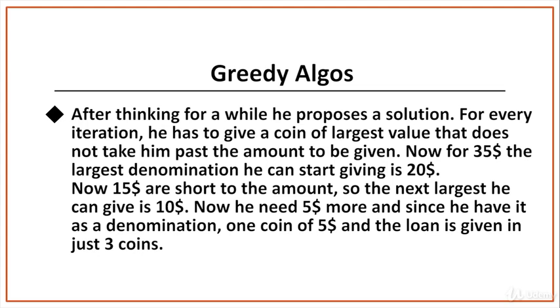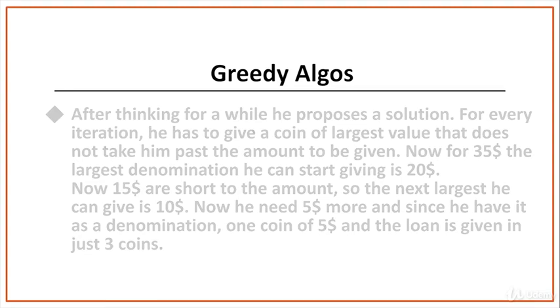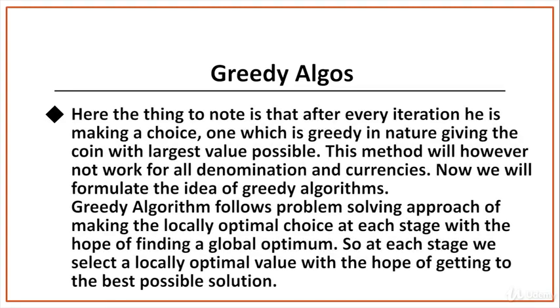Now, $15 is still short, so the next largest he can give is $10. Now, he needs $5 more. And since he has it as a denomination, 1 coin of $5 and the loan is given in just 3 coins. Here the thing to note is that after every iteration he is making a choice, one which is greedy in nature, giving the coin with the largest value possible. This method will however not work for all denominations and currencies.